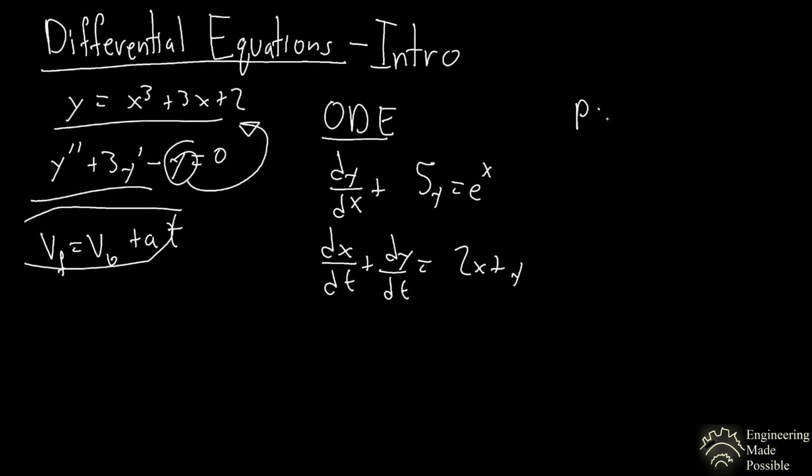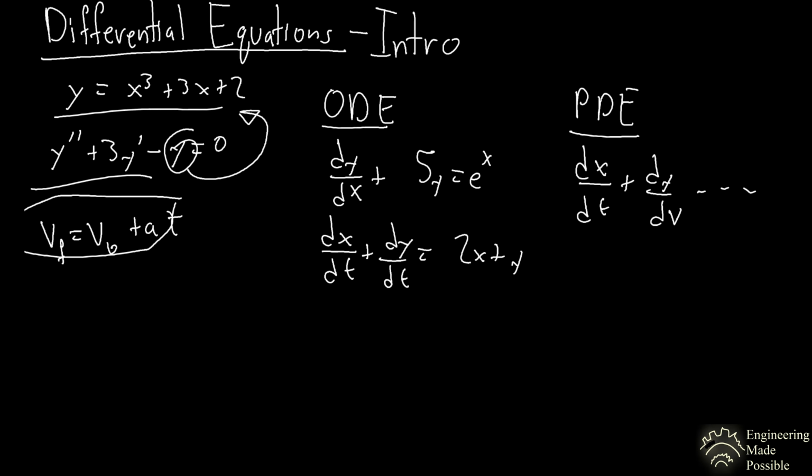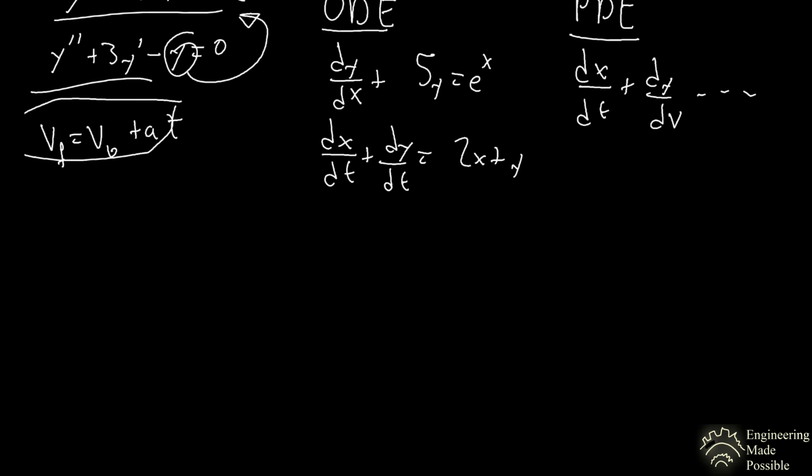Another classification would be partial differential equations, or PDEs, which would be, for example, dx with respect to t plus dy with respect to another variable. Let's just call it v for whatever reason, and so on. That would be an example of partial differential equations, but we'll mainly be focusing on ordinary differential equations, as well as the order of differential equations.